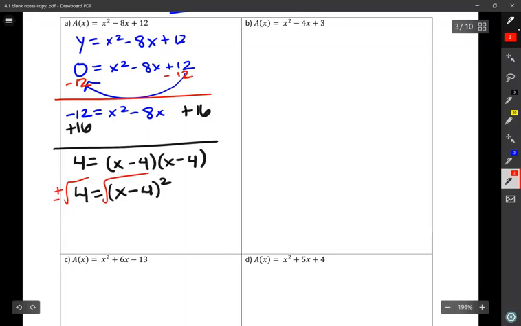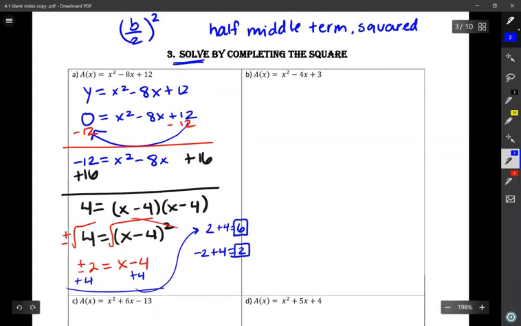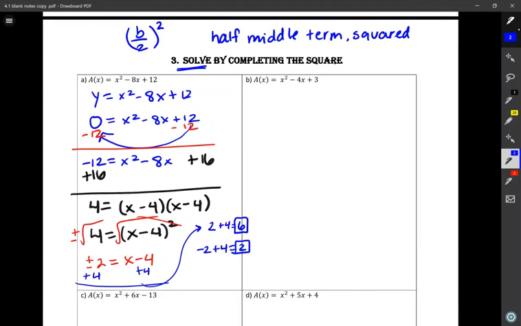When you square root it, you take the plus minus. So now you have positive and negative 2 is equal to x minus 4. Do the math, add 4 to both sides. That turns into positive 2 plus 4. It also turns into negative 2 plus 4. So your answers are 6 and 2. So solve by completing the square. You take half your middle term squared, add it to both sides. We'll set it equal to 0. Complete the square, and then you usually solve by taking square roots at the end.